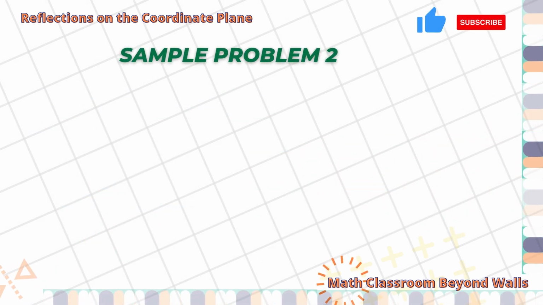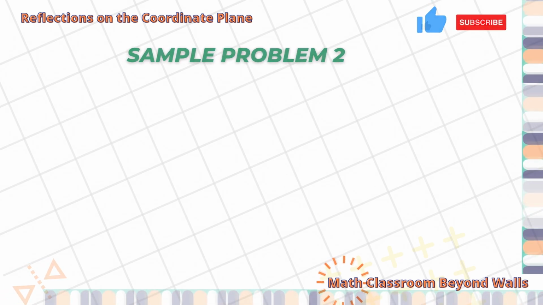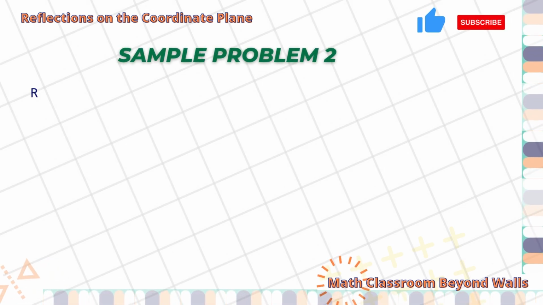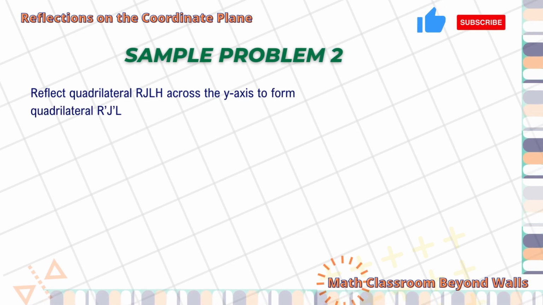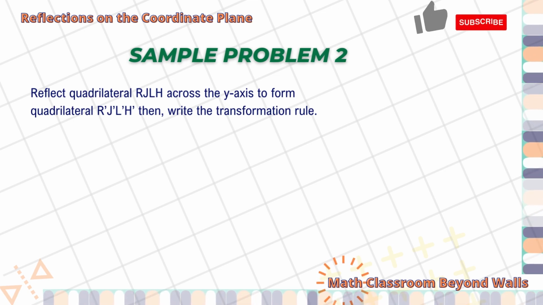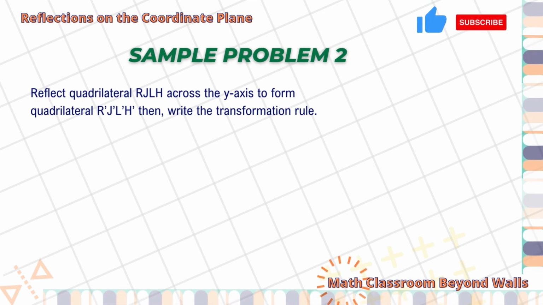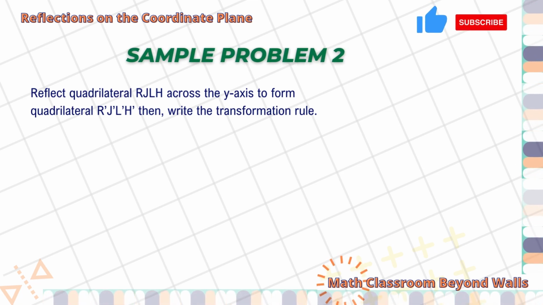Let us look at sample problem 2. Here's the problem. Reflect quadrilateral RJLH across the y-axis to form quadrilateral R', J', L', H', then write the transformation rule. Again, the figure is given here.